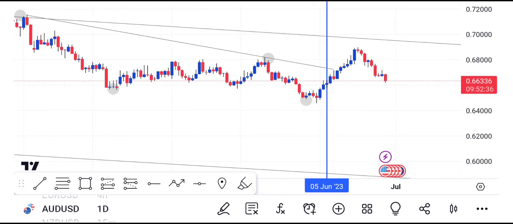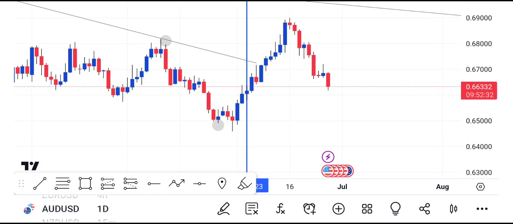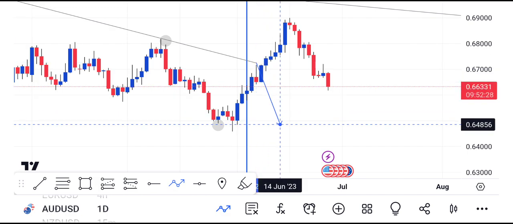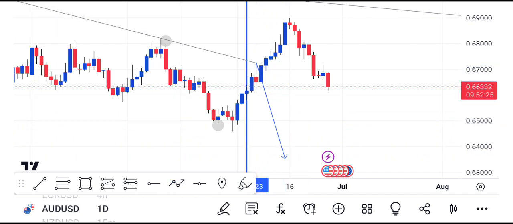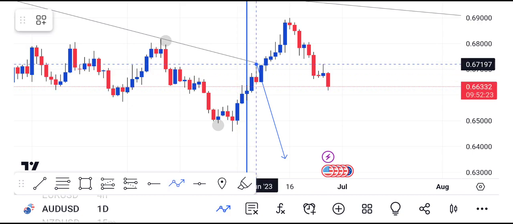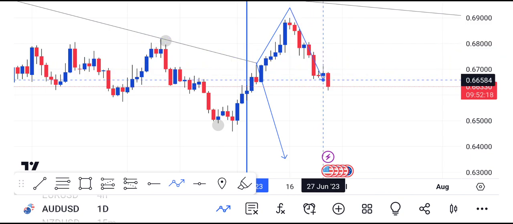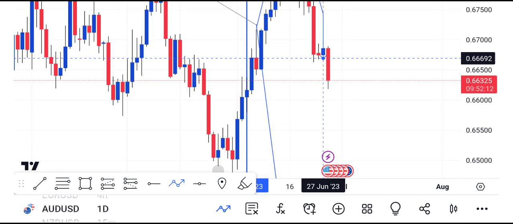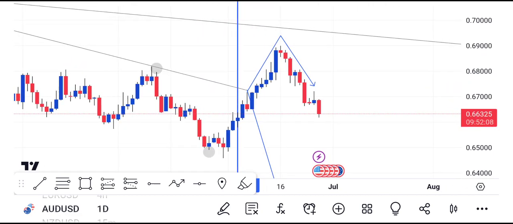So what we would want to see happen here is for price to either come here and continue giving us that downward movement, or price comes here, breaks, comes back for a retest. The retest would have been around here. Come back for a retest down here.